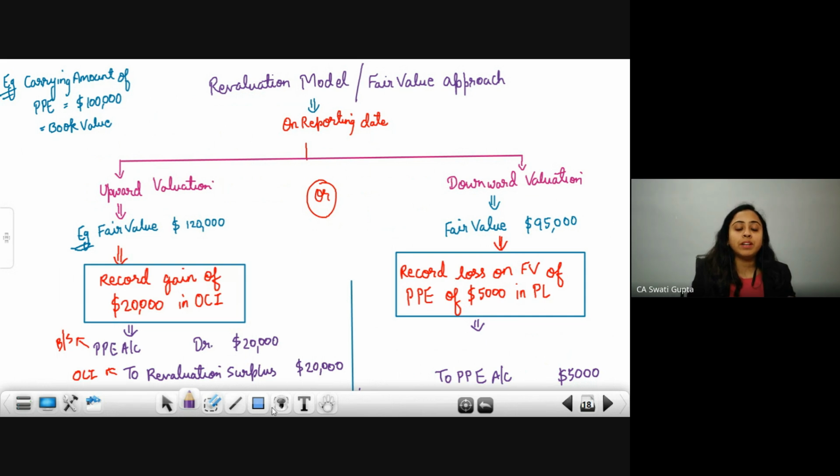Okay, what to debit? This debit will be taken to loss on fair valuation of PPE. Debit of 5,000. Kishan, do you know how to pass a journal entry? Is it all right?